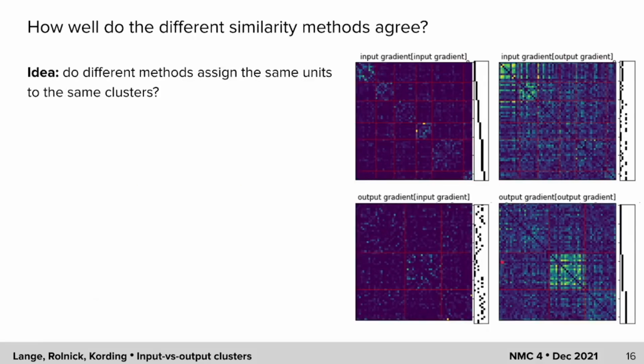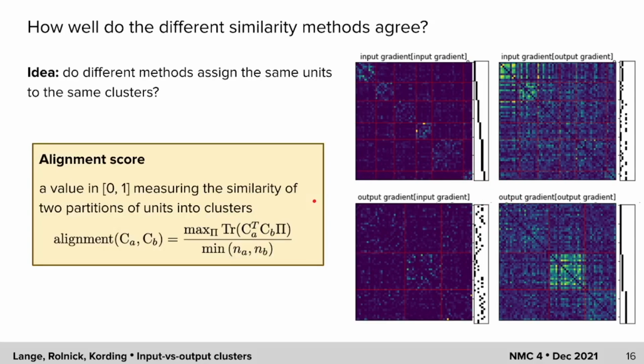This leads us to the second question we started with, which is how well these methods agree with each other. To quantify this, we will ask whether different methods tend to assign units to the same clusters. As an example, look at what happens when we take pairwise similarity matrices measured using one input-oriented method and an output-oriented method, and then sort the units by the clusters given by the other method. We see the block diagonal structure is largely destroyed, which indicates that these clusters might be different from each other.